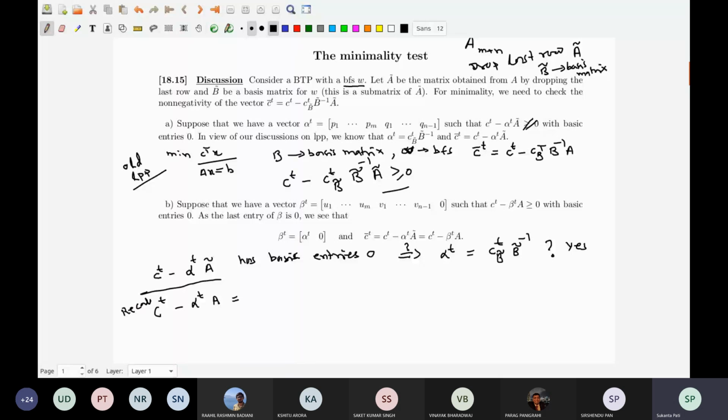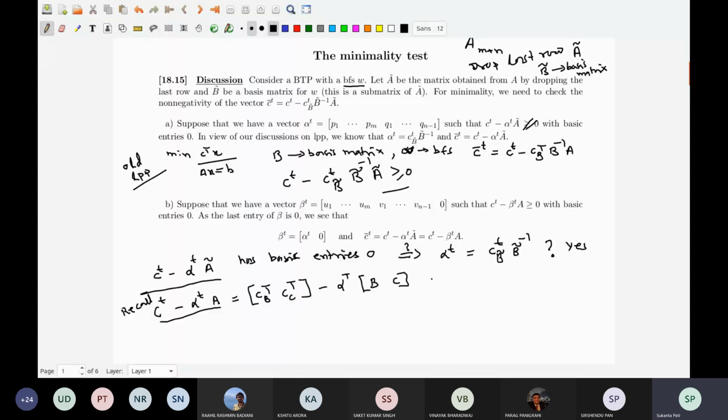This is nothing but CB transpose CC transpose minus alpha transpose BC. If you allow me to write the matrix A as BC for simplicity. So then you are saying that this relative cost vector, C transpose minus alpha transpose A, has basic entry 0.